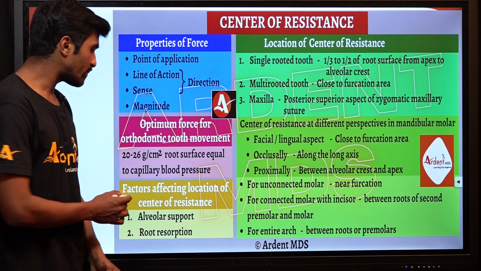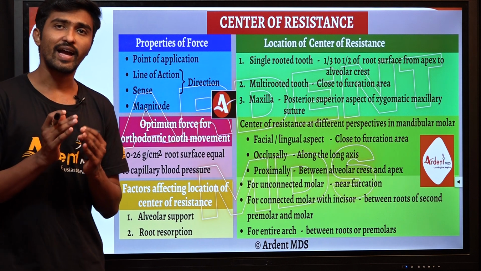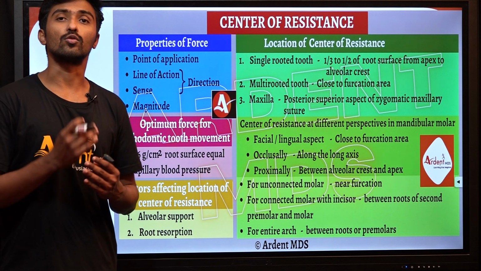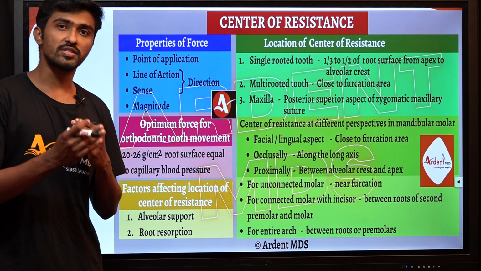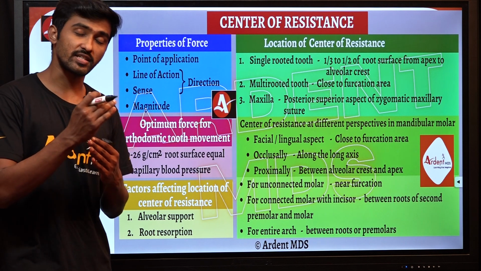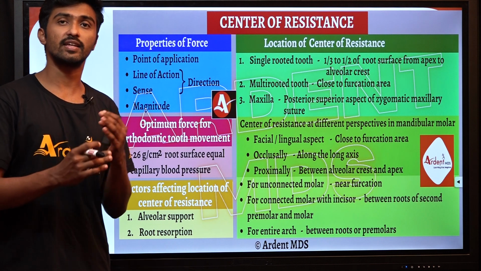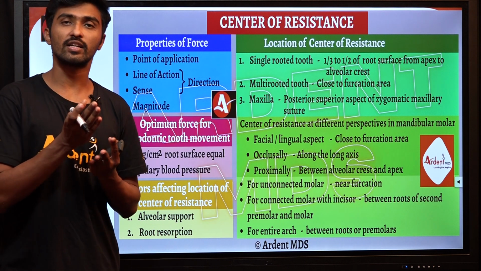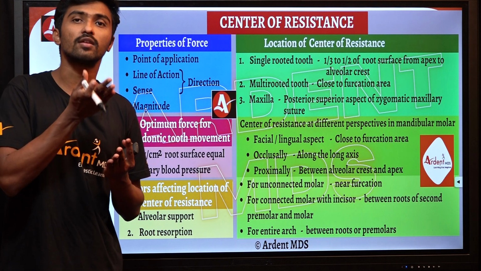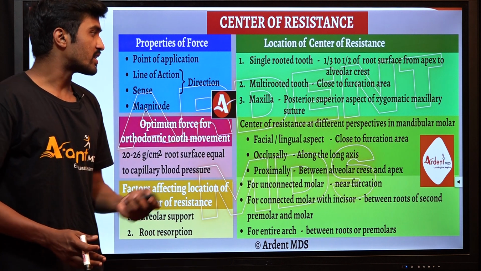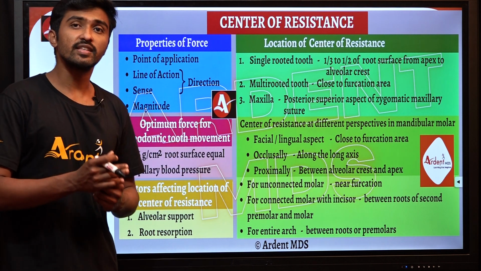It can be affected by the amount of alveolar bone support and the status of the root. If the alveolar bone support is reduced, the center of resistance moves apically, whereas in case of root resorption, the center of resistance moves towards the crown, or coronally. Then the center of resistance should be seen three-dimensionally.